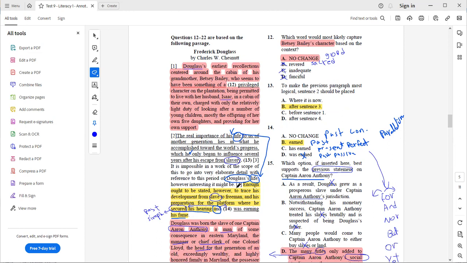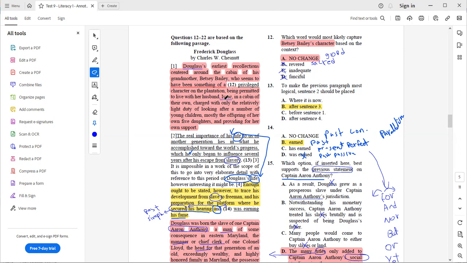Okay. So again, we have to read the sentence after, because it must be related to what is before and what is after. Read what comes after, please. Enough ought to be stated, however, to trace his development from slave to free man and his preparation for the platform where he secured his hearing and was earning his fame. So I think now it's right, because before he mentioned life and after he mentioned slavery. Leave it. But we need to be sure about the other options.